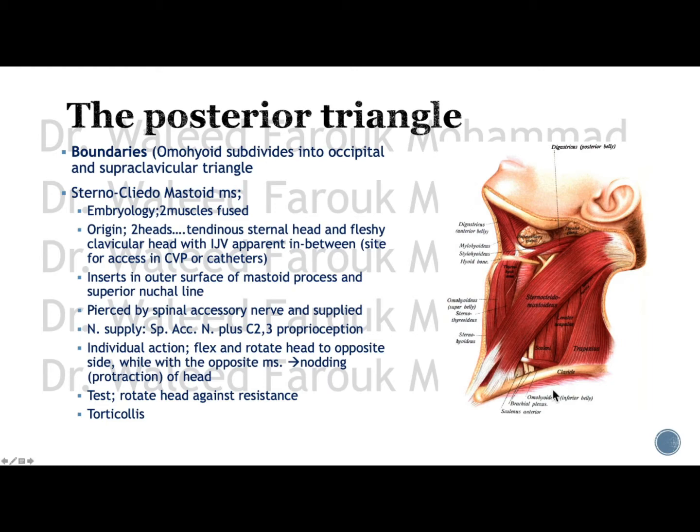Now notice that the sternomastoid has two heads. Apparent in between is the internal jugular vein. This can be used as an access for a CVP, or if you want to just cannulate the internal jugular vein, go through these two heads and you are there. The muscle is pierced and supplied by the spinal accessory nerve. We will come to the course of this nerve later in lectures.